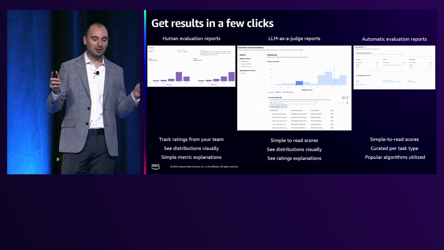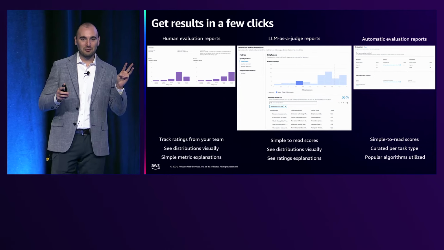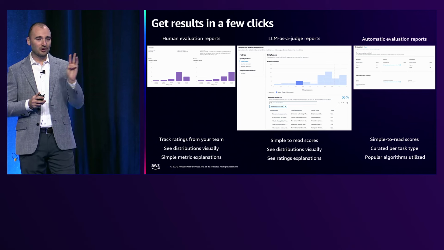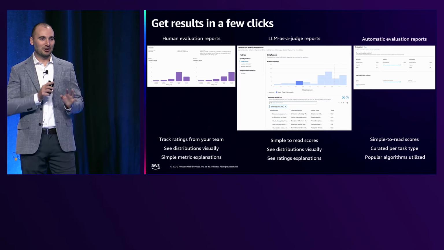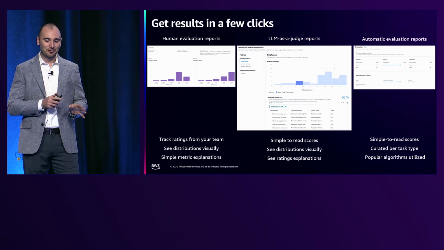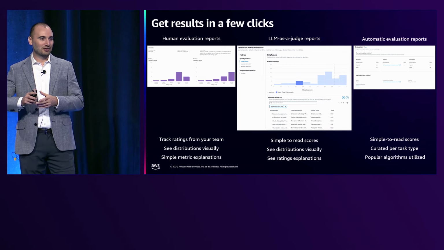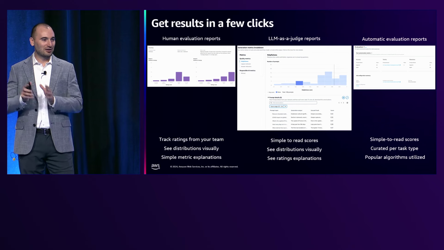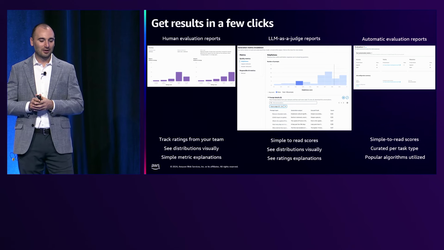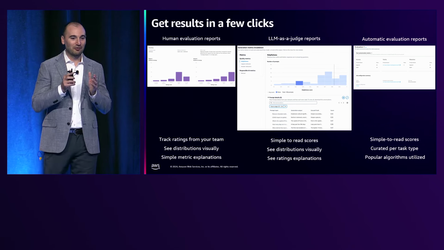Now, zooming back out a little bit, we've got our three main types of evaluation. Human evaluation on the left, you can see your distribution of scores from your teams. Automatic evaluation or programmatic evaluation on the right, which was already GA as well. And you've got the scores from like BERT and F1 and all these things, and those you get your simple numerical scores. Then your LLM as a judge report where you can dive really, really deep.